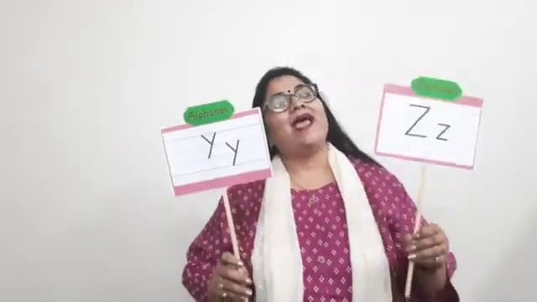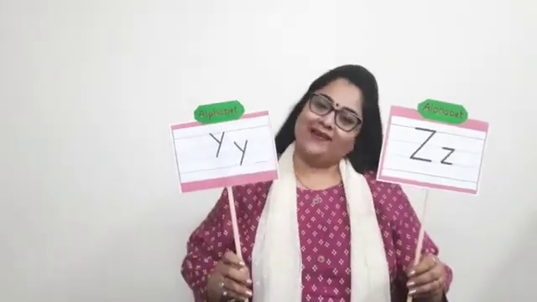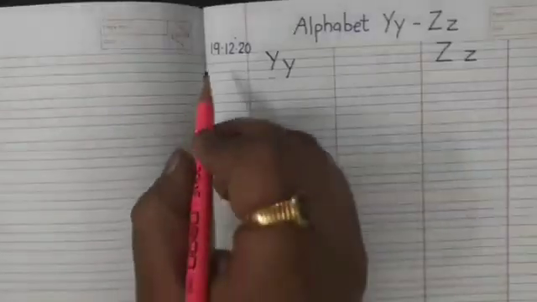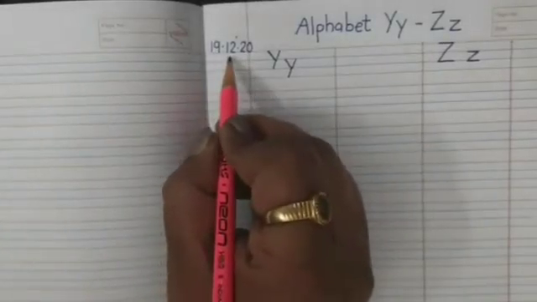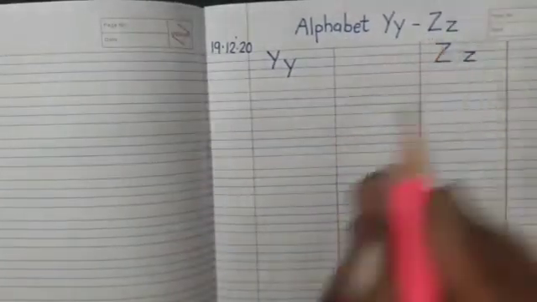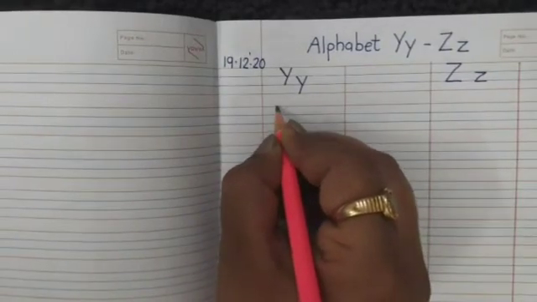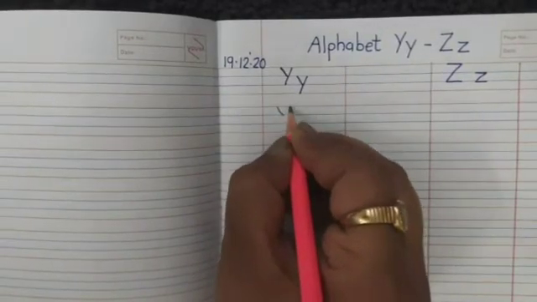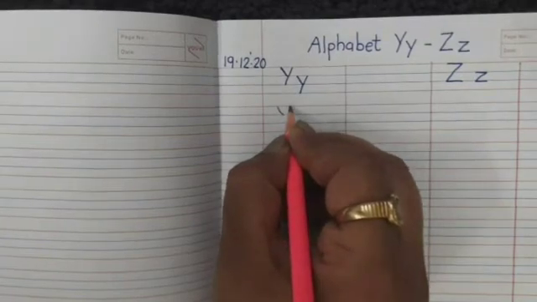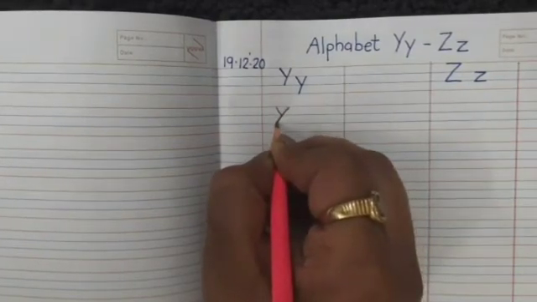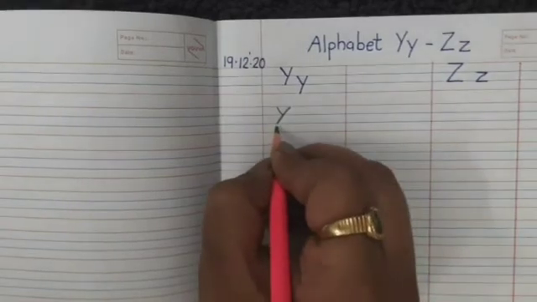After writing alphabet Z in our workbook, now we will write alphabet Y and alphabet Z in our notebook. Today's date is 19th December 2020. Alphabet Y and Z. Let us write capital Y. From first red line to first blue line slanting line. On the other side, from first red line to second blue line, one more slanting line. This is our capital Y.